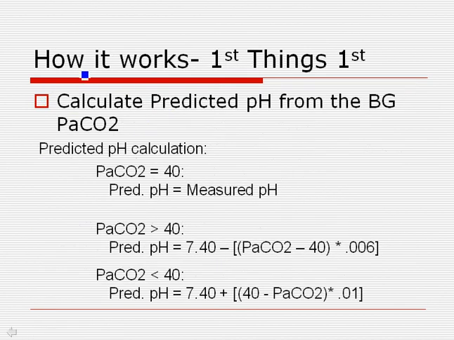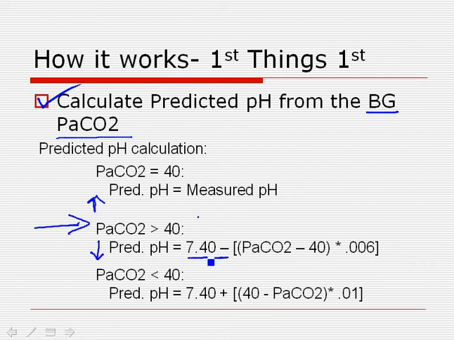How does it work? The first thing you need to be able to do is calculate the predicted pH from the blood gas CO2. This is measured right from the blood gas machine, so we'll get that number right from the blood gas machine. A key element here is that, as we know, as CO2 rises, pH falls. So our predicted pH with a high CO2 should be lower. That's why we're using minus here.